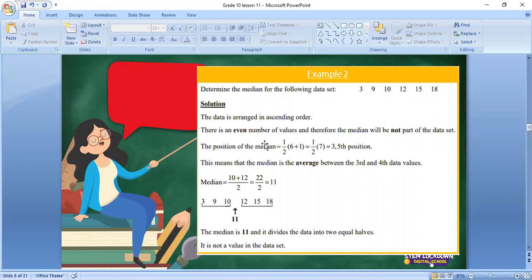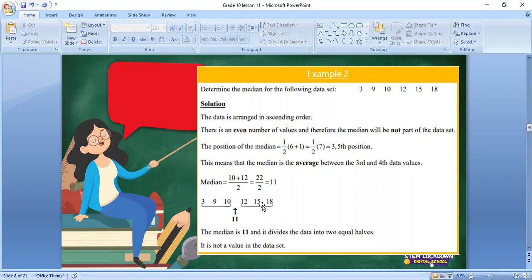Our formula to find the position of the median is half of 6 plus 1, which is half of 7, so 3.5. To find the median, we need the average of the two middlemost values. We divide the data into 3 on the left and 3 on the right, so the two middlemost ones are 10 and 12. We add the two together and divide by 2. 10 plus 12 is 22, divided by 2 is 11. So the median is 11.